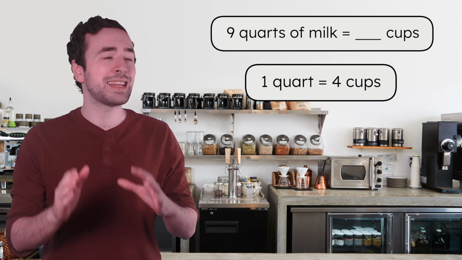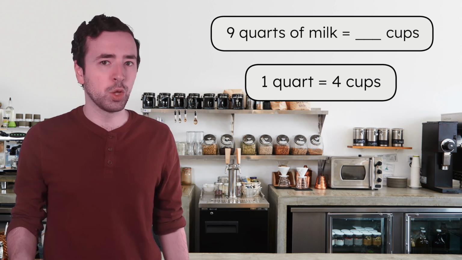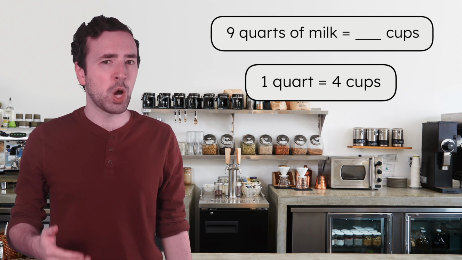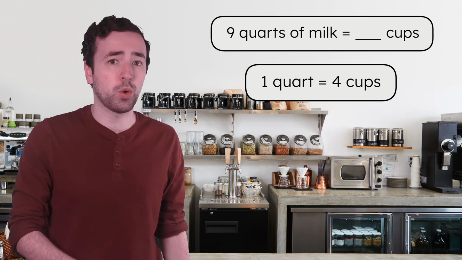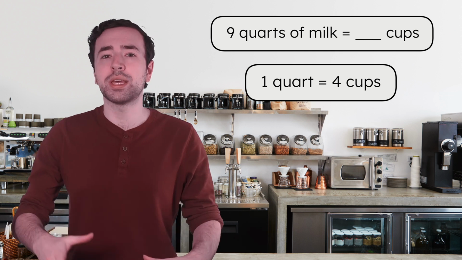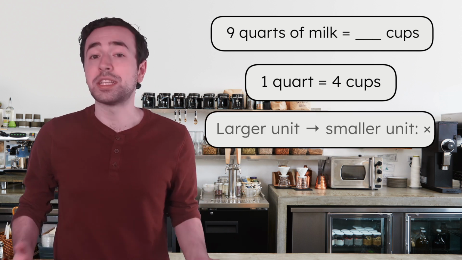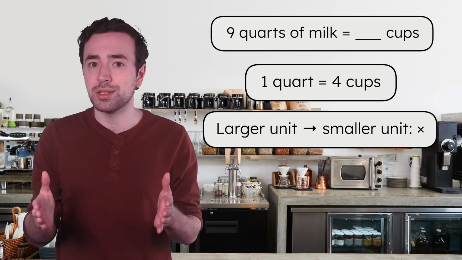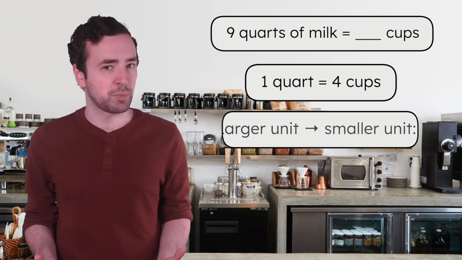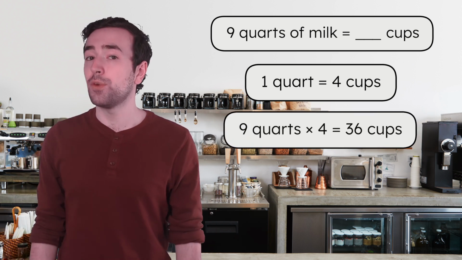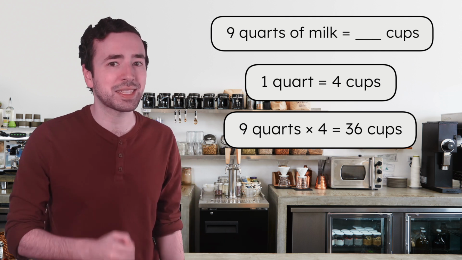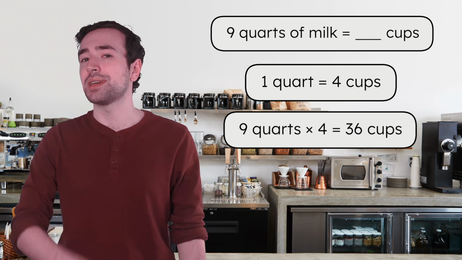If we divided 9 by 4, we'd get a little over 2 cups. But we know there are 4 cups in 1 quart. 9 quarts equaling just over 2 cups doesn't make sense. There are way more cups than that. Since we're going from a larger unit to a smaller unit, we multiply. 9 quarts times 4 equals 36 cups. Mateo needs 36 cups of milk.